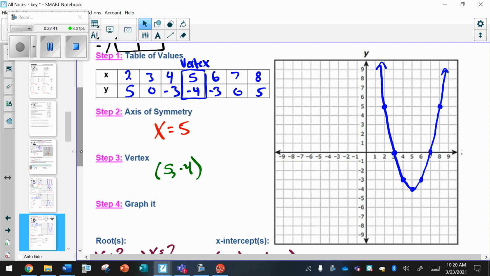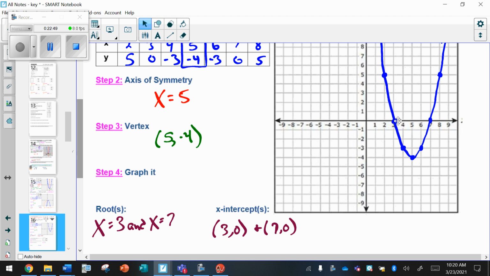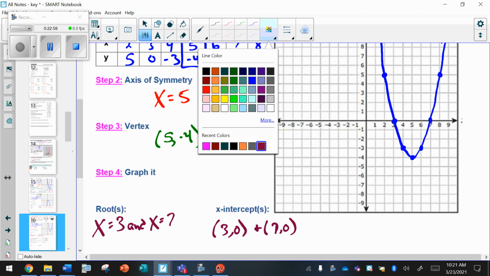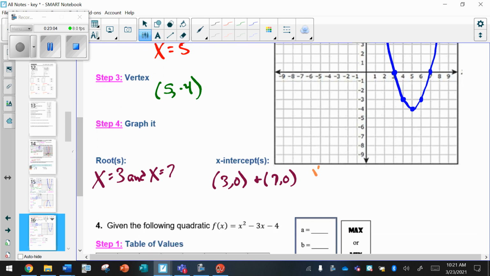Pretty sweet. Now, here's a question for you. How would we find the y-intercept of this one? The x-intercepts and the roots are very obvious. The roots are x equals 3 and x equals 7. And our x-intercepts would be the coordinate points (3, 0) and (7, 0). But what about the y? What if we were asked for the y-intercept of this one? Well, here's what we would do.